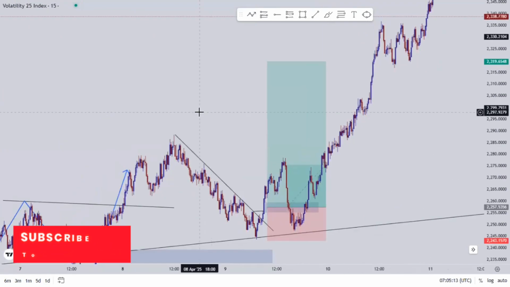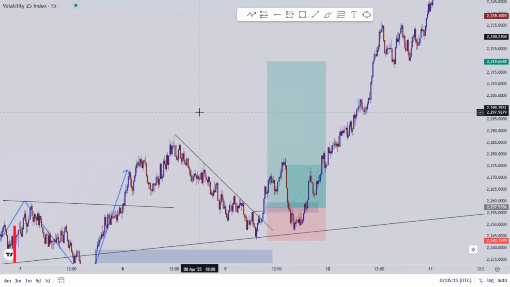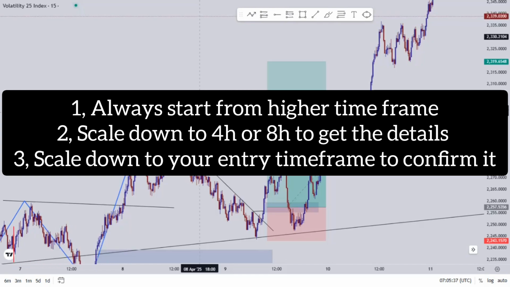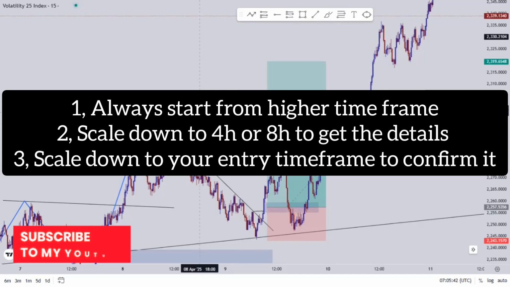Okay, just for a recap. Start your analysis from the higher time frame. That will give you a big picture of the price action and what the big boys are actually doing in the market. Scale down to your intermediate time frame, the 4-hourly or the 8-hourly time frame. Read the details on those particular time frames. What I mean by the detail is the structure of the market, whether it is in agreement or in alignment with the higher time frame or not.